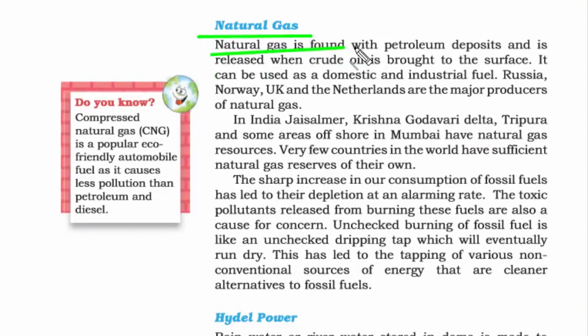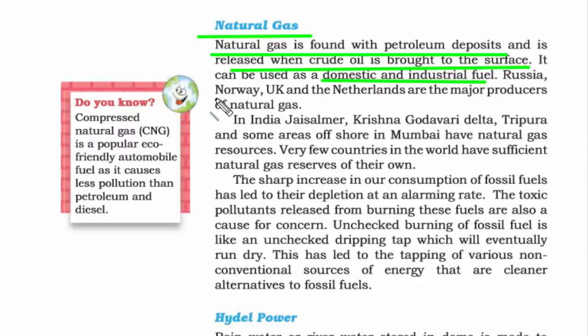So they are found exactly where petroleum is. And again, we need to do drilling in order to bring it to the surface. Natural gas is also used as domestic and industrial fuel. For domestic use, we use natural gas to run cars, buses and vehicles. Because it is the cleanest form of energy, we don't have much carbon emission through natural gas.